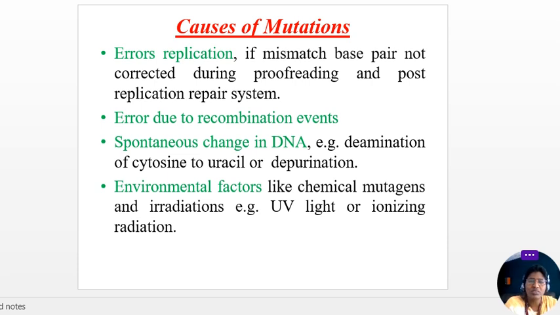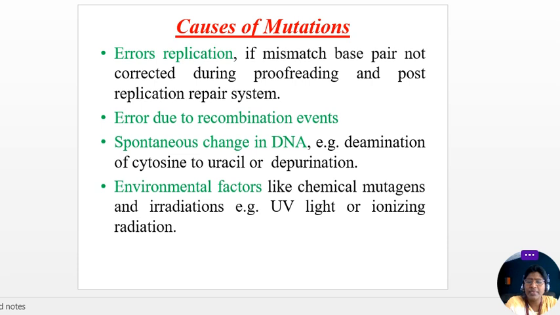The main cause of mutation is errors that occur during replication. That means when replication occurs, if any mismatched pair is formed during proofreading, that will be a major reason for mutation. Another cause is errors due to recombination events, which is also one of the major causes. And the third one is spontaneous change in the DNA.